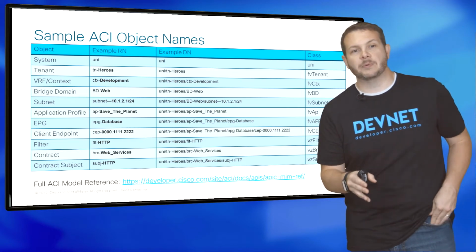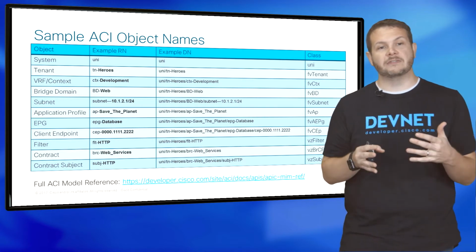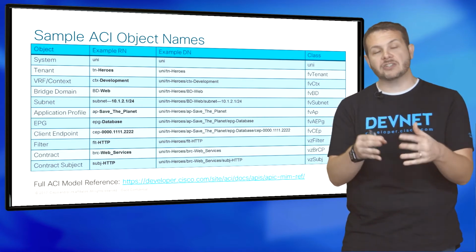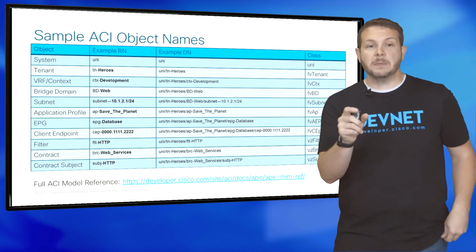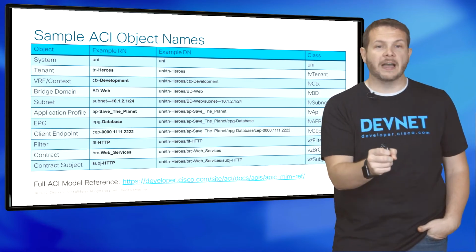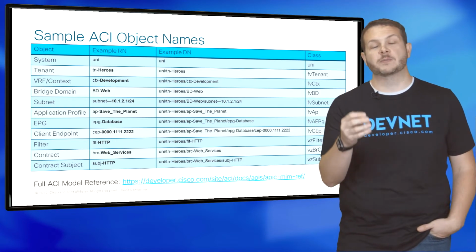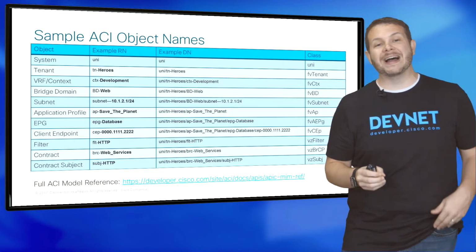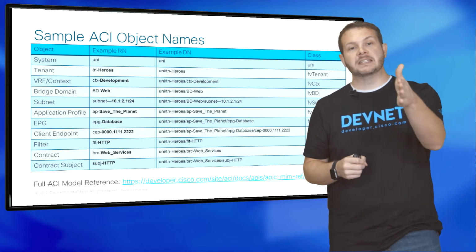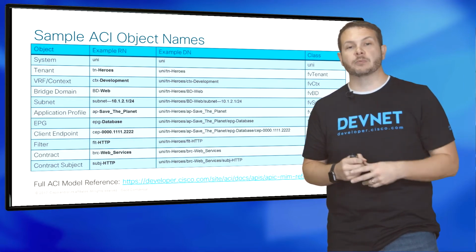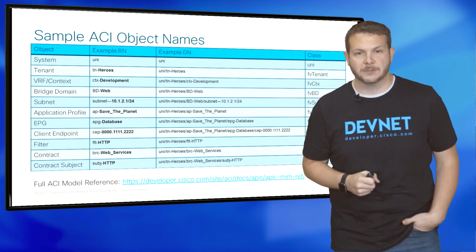We can see these examples as we go down to things like an EPG. An EPG is given a relative name, an RN, with EPG dash and then the identifier for the EPG, in this case, database. Now, an EPG's parent is an application profile. The application profile's parent is the tenant, and the tenant, once again, goes back to uni. So when we provide a distinguished name for an individual EPG, we start with uni, then tenant heroes, then application profile, save the planet, and then finally our EPG of database.